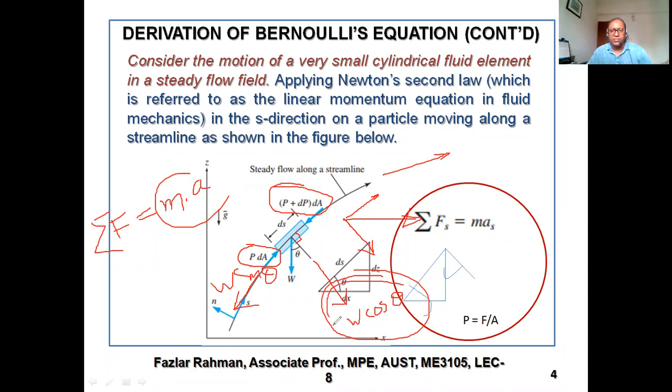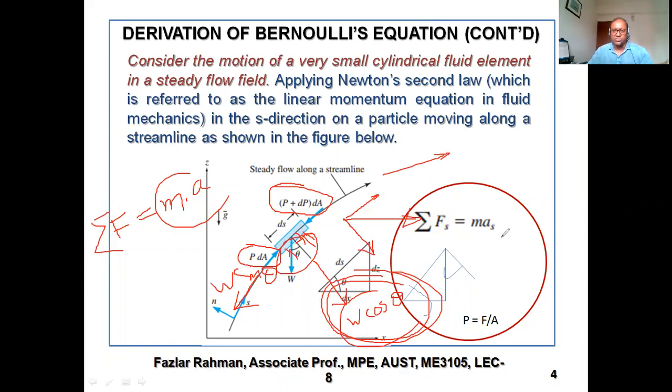But somebody is balancing. So what is that force? That force is the buoyant force working on the surface of the fluid element. So they are balancing this W cos theta. But we are not concerned about this force because we are only thinking about the force working along the streamline. Okay, so let's see how we can apply Newton's second law.